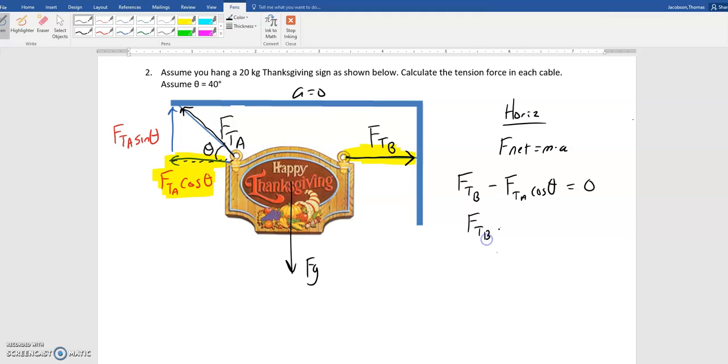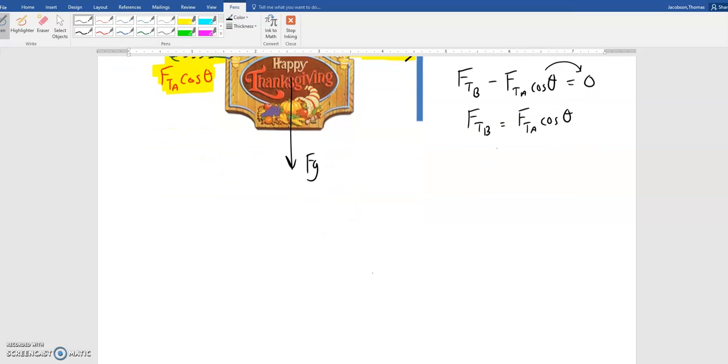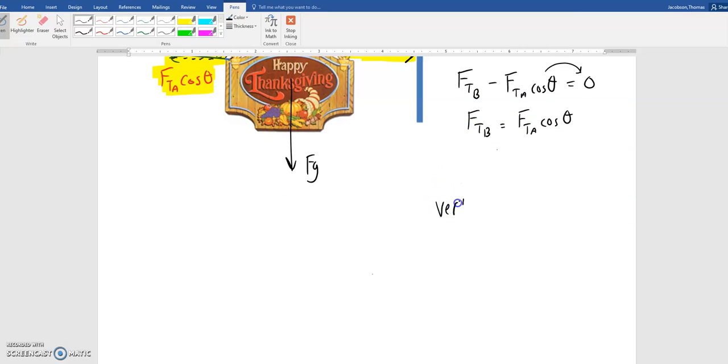I can rearrange and say FTB is equal to FTA cosine theta by just bringing this to the other side. But I don't know FTA. All I know is the angle, so it looks like I'm at a point here where I can't go any further. So it looks like I should have started off with vertical forces. So I'll come back to that part over here.